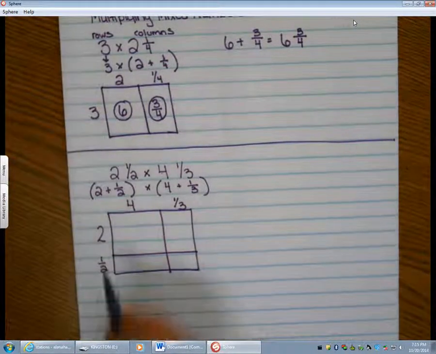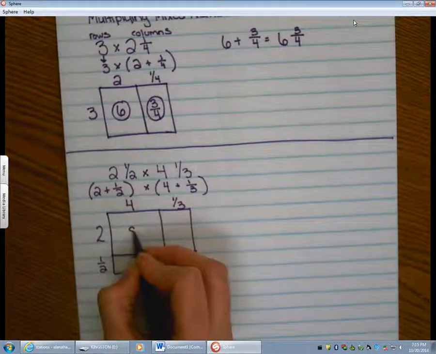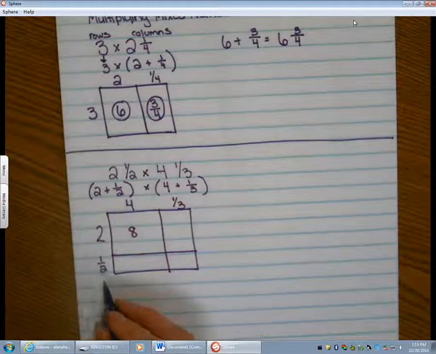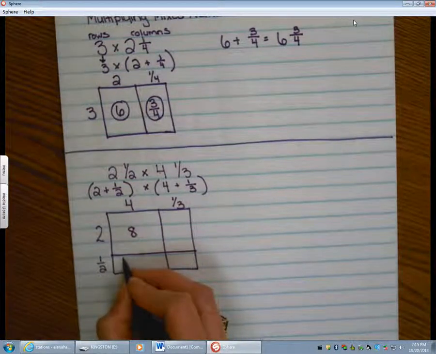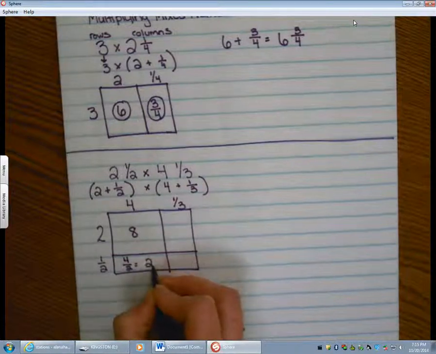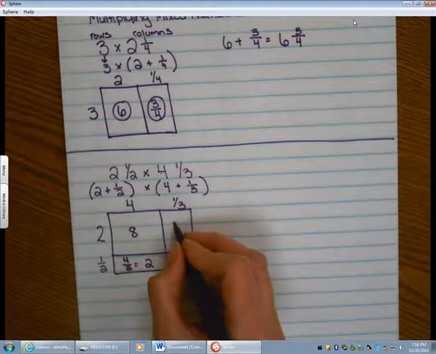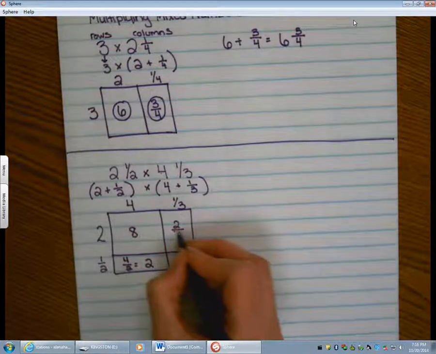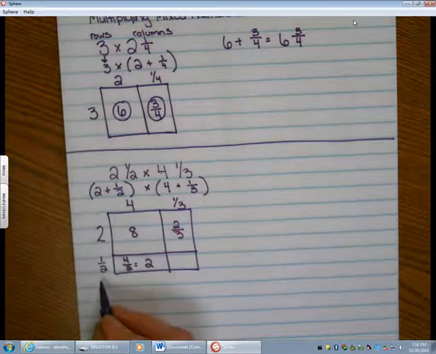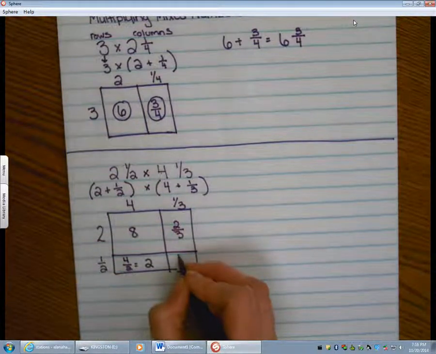Again, I'm going to multiply, just like an array. 4 times 2 equals 8. 4 times 1/2 would be 4 halves, which we know is equal to 2. 2 times 1/3 is 2/3. And 1/2 times 1/3 is going to give me 1/6.